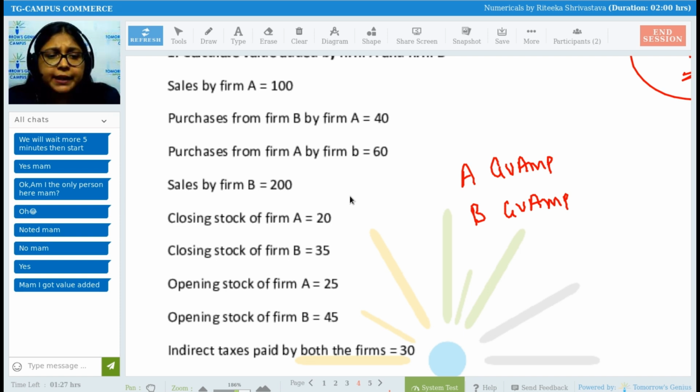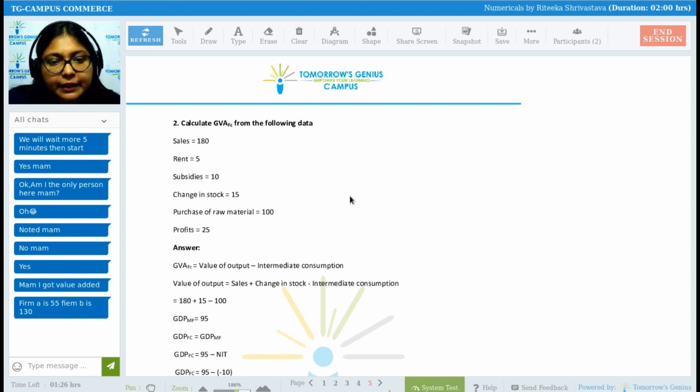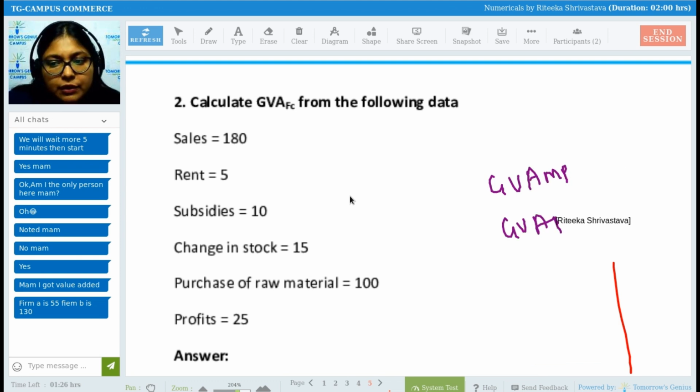Got it? For A, how much? For firm A, rectify for B. Very good. Perfect. Now the second question: you have to calculate GVA at FC. So as I said, first of all, we will calculate GVA MP, and then from that we will go to GVA FC. Start solving.